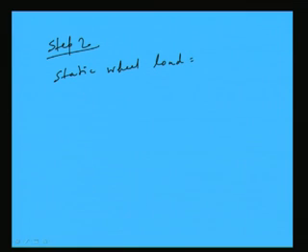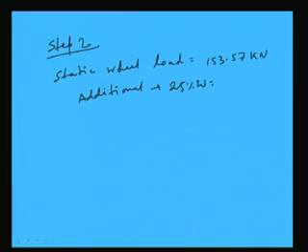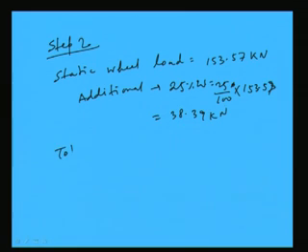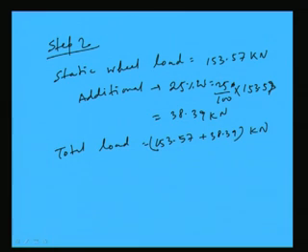Static wheel load is given, say 153.57 kilonewton, and we can add some impact allowance, so 25% additional load, that is, additional 25% of the static load. So 25% means 25 by 100 into 153.57. So this will be becoming 38.39 kilonewton. So the total load will become 153.57 plus 38.39 kilonewton. So this will be the total load. This value is coming 191.96 kilonewton, right.